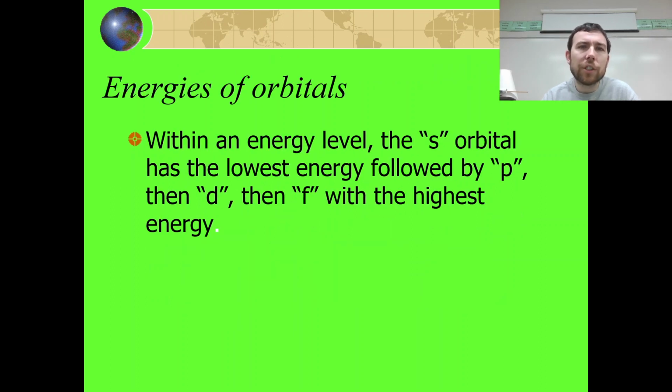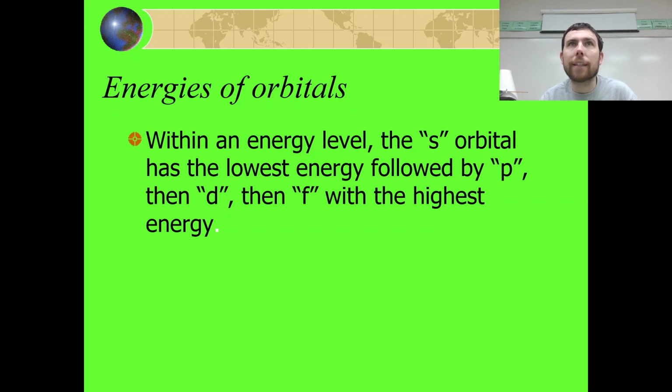All right, so let's first talk about energies of orbitals. Within an energy level, we could have s, p, d, or f orbitals, and it's important to recognize that the s orbital is always the lowest in energy. Then you're going to have the p orbital, then the d orbital, and then the f orbital within that energy level is always going to be the highest in energy, right?